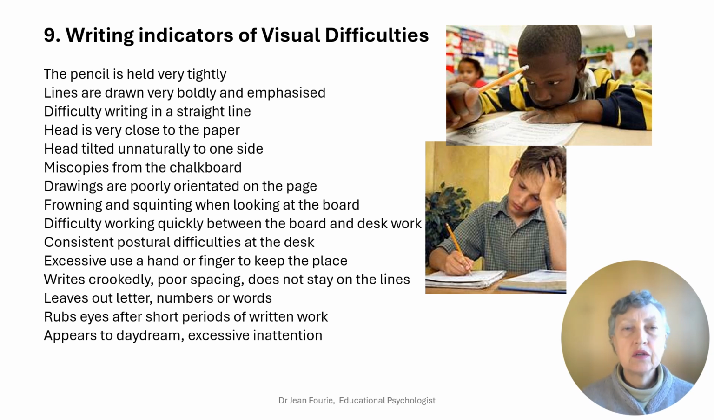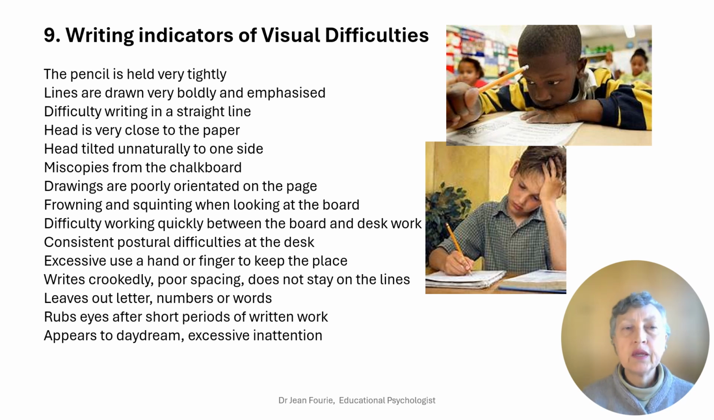In Part 9, observe the child writing some classwork in their school books. Look for the following signs, which might be indicators of visual difficulties. The pencil is held very tightly when writing. Lines are drawn very boldly and overemphasized. Difficulty writing in a straight line. The head is tilted or very close to the paper when reading or writing. Miscopies from the chalkboard. Drawings are poorly orientated. Excessive frowning and squinting when looking at the board.